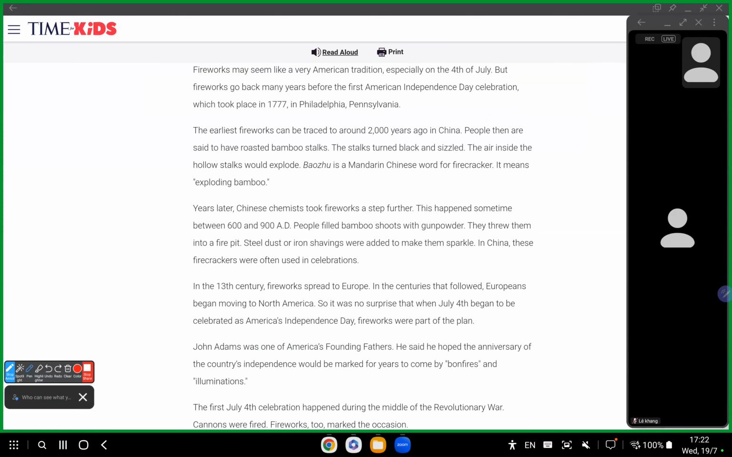We now look at the second paragraph here. The earliest fireworks can be traced to around 2,000 years ago in China. People then are said to have roasted bamboo stalks. The stalks turned black and sizzled. The air inside the hollow stalks would explode. I hope I say this right. Baozhu is a Mandarin Chinese word for firecracker. It means exploding bamboo. So what would be our evidence in this paragraph?